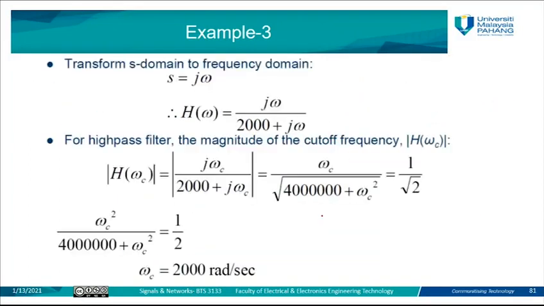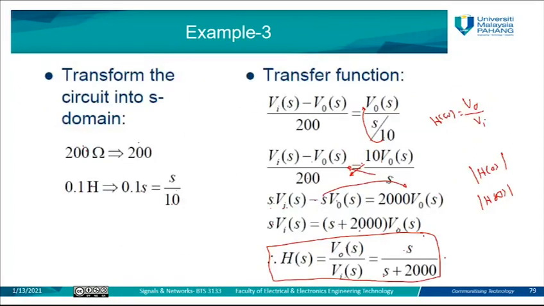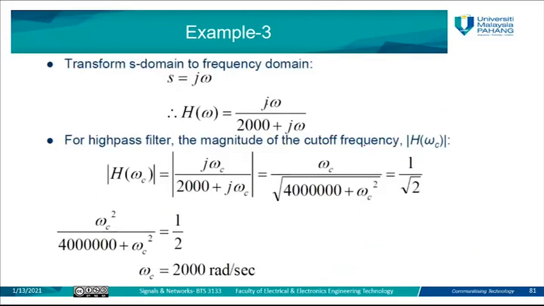So just need to substitute here. This is the function H(jω), where we substitute each s by jω. This becomes jω over jω plus 2000. Okay, so this is what we have here: jω over jω plus 2000. How to find the magnitude?